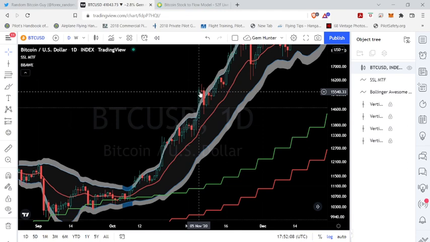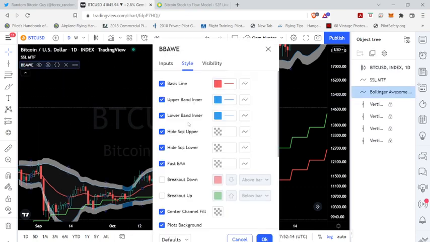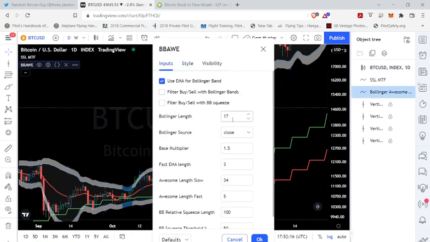And then the bigger you make that number that I showed you back here, the bigger you make this number, the inputs, the base multiplier, the wider those bands are going to get. And so the less days that you're going to have. Like I said, I keep mine about 1.75 because I like it fast, but I don't want it too fast.